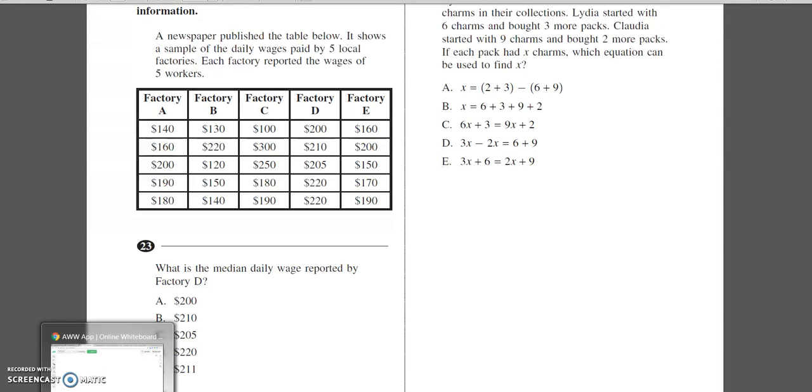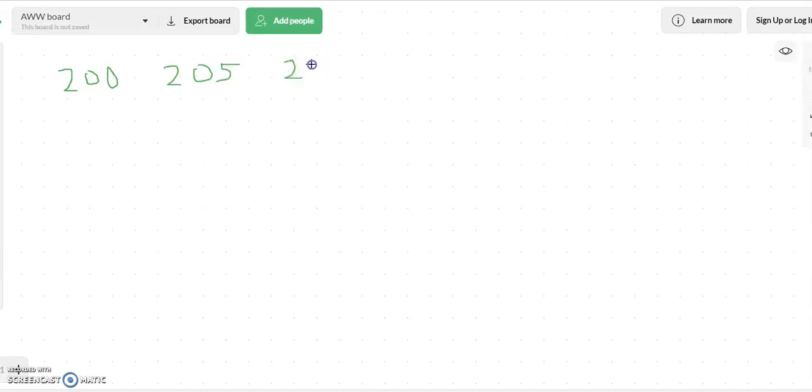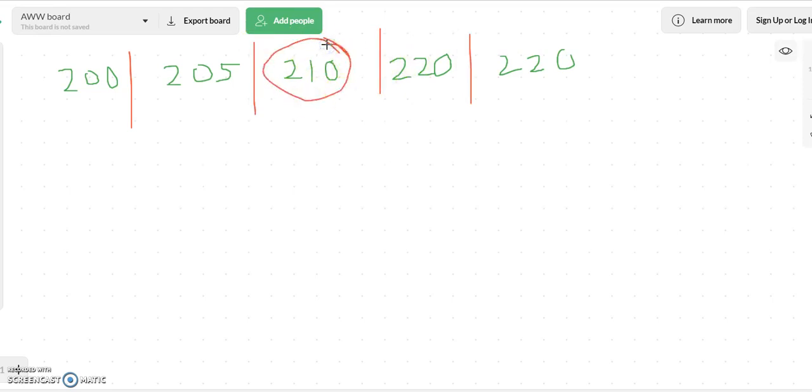The way I teach this to my students, and it's really, really simple, is I take the numbers and I write them in order. So 200, then 205, then 210, then 220, and 220. And here's what I do. I say lowest, highest, next lowest, next highest, middle. That was supposed to circle. Okay, and that's how you're going to find the median on this particular problem.